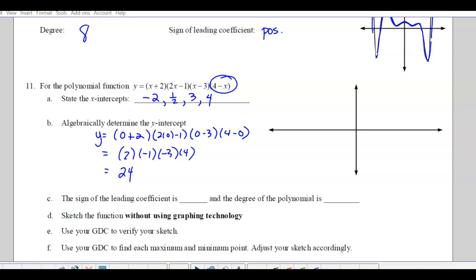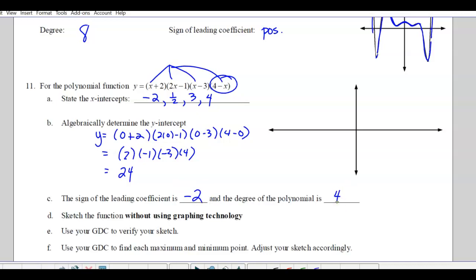So now be really careful on this one, because when we expand that out, we're going to take the x, the highest degree term in each, and multiply it together. So x times 2x is 2x squared, times x is 2x cubed, times negative x is negative 2x to the 4th. So negative 2 is your leading coefficient. Degree of the polynomial is 4.